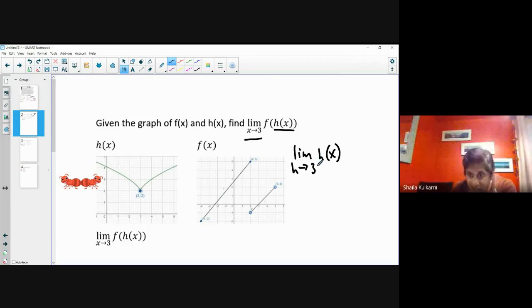Let's notice right here next to the 3, there's no plus or minus sign. So when there's no plus or minus sign, you've got to check from both the left and the right. Well, here's x equals 3 on my screen. Howard from the left ends up at 2. Howard from the right ends up at 2. So our function limit here is 2.